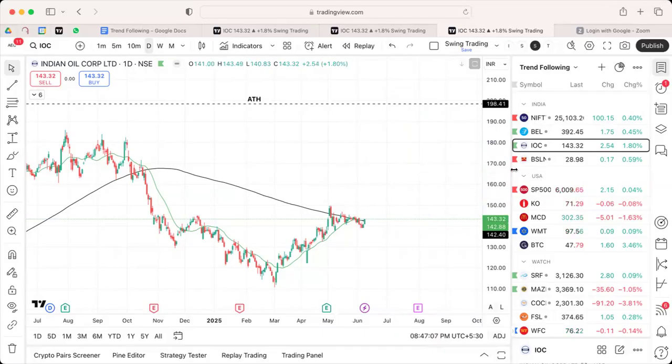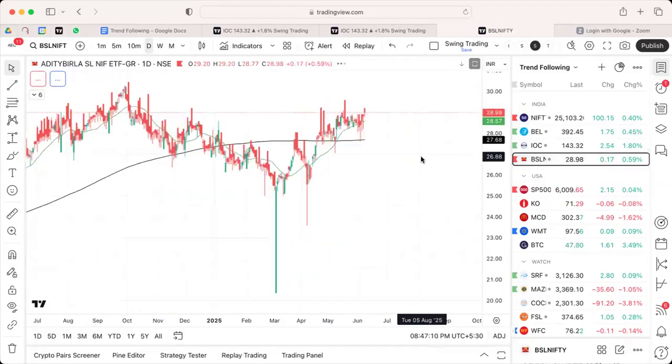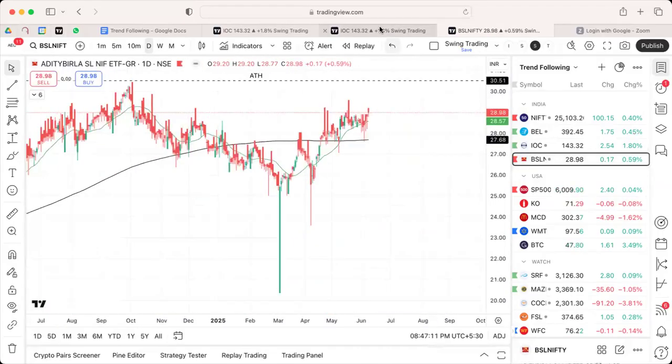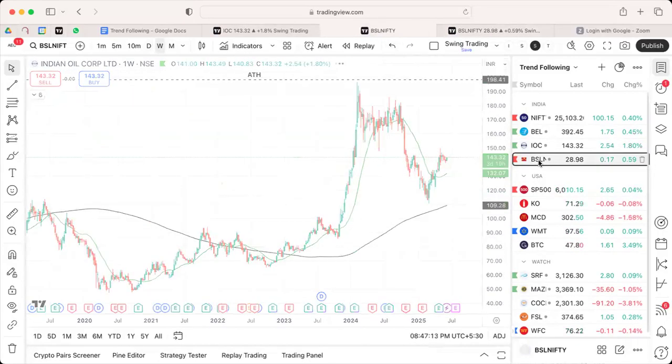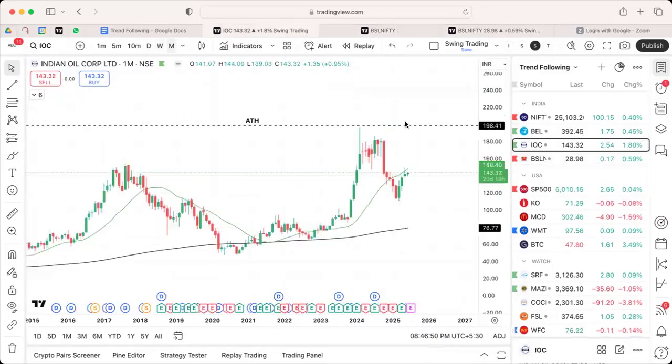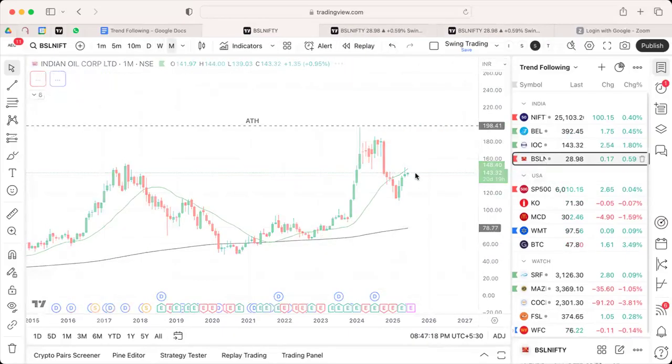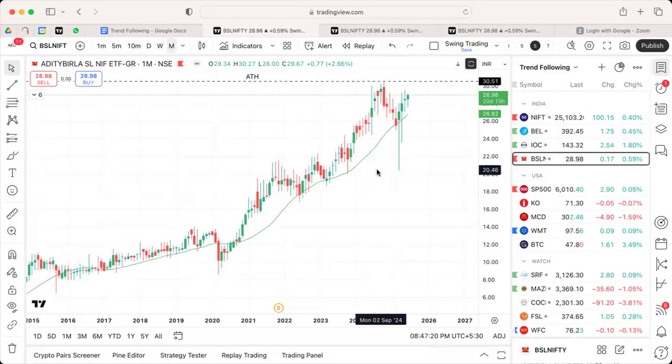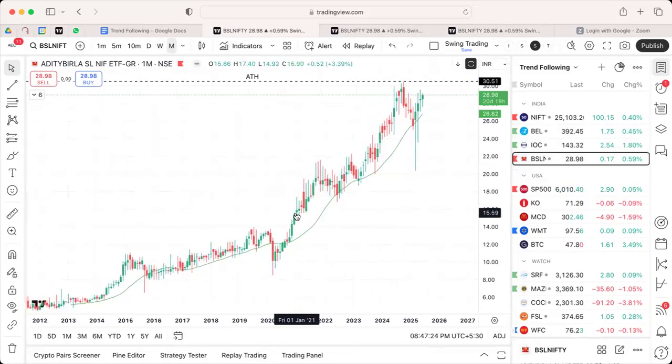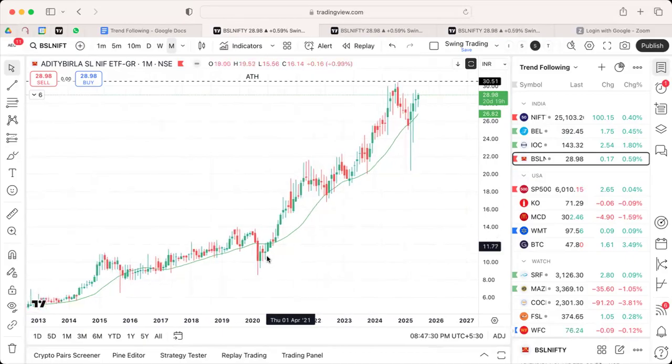Okay, now another one I'm going to look at is BSL Nifty. This is an ETF that tracks the Nifty. I want you to look at this. This one also, I want the 20 above the 200, but this fund has not existed long enough to have a 200-period moving average, but still you can see the trajectory.